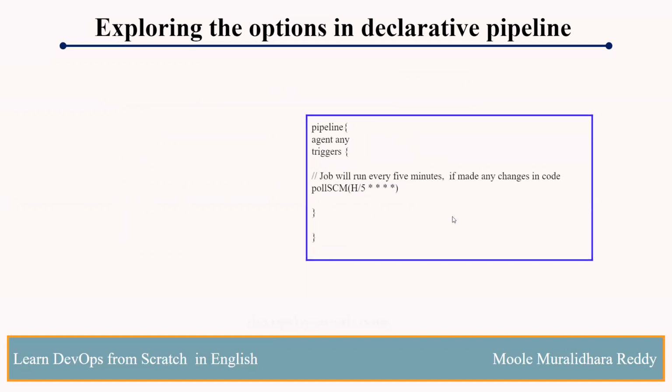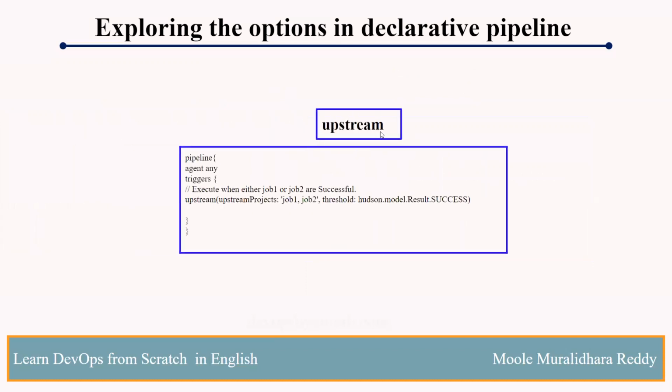Okay. Next one, upstream job. If you observe here, I have given pipeline open, close, agent, and triggers. Inside the triggers, I used the upstream job. I have mentioned example job 1, job 2. Only if both job 1 and job 2 succeed, the current job will be run. If you trigger both job 1 and job 2 and it is a success, I have given here the result SUCCESS, then only the current job, the current pipeline, will be run. If you want, you can define like that also.